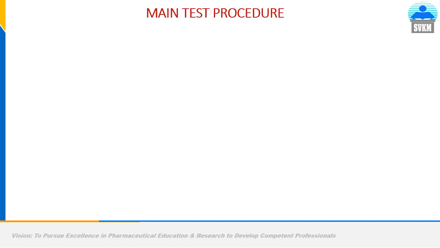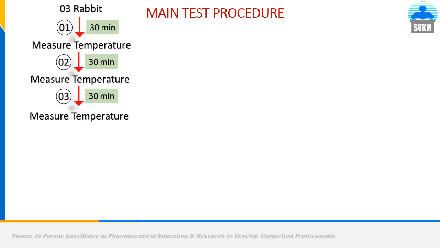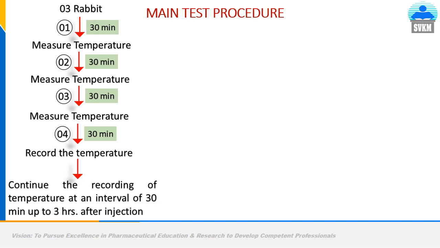After carrying out the sham test, we go for the main test procedure. In that, we take a group of 3 rabbits, then we have to record the temperature of the animals at intervals of not more than 30 minutes, beginning at least 90 minutes before the injection of the solution under examination, and we have to continue the readings for 3 hours after injection.